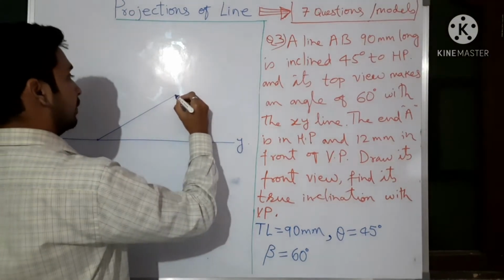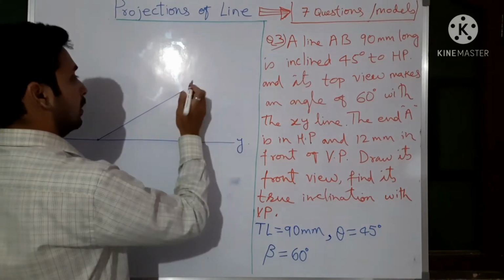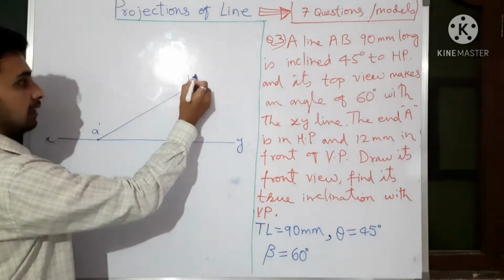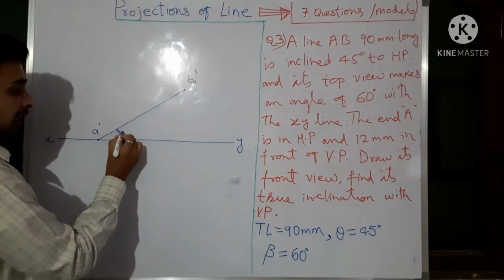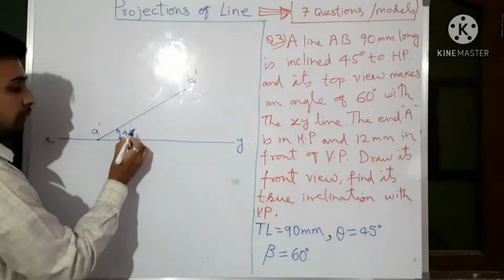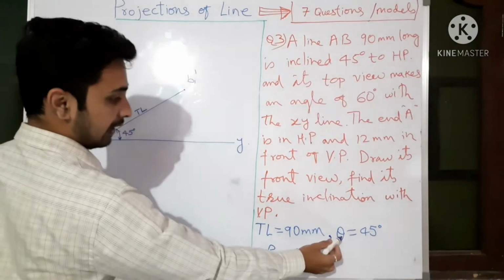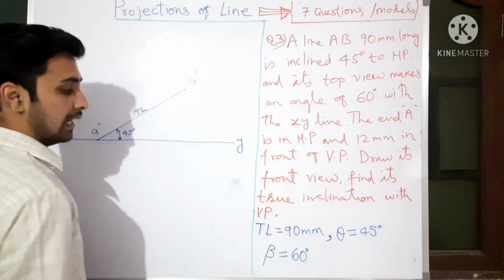Assume this is a 90 mm long line, A dash, this is B1 dash, this is not the final end, so we will keep B1. So 45 degree with respect to HP, true inclination we have taken with true length. Okay, true inclination theta with respect to HP it is 45, so it is taken with TL.